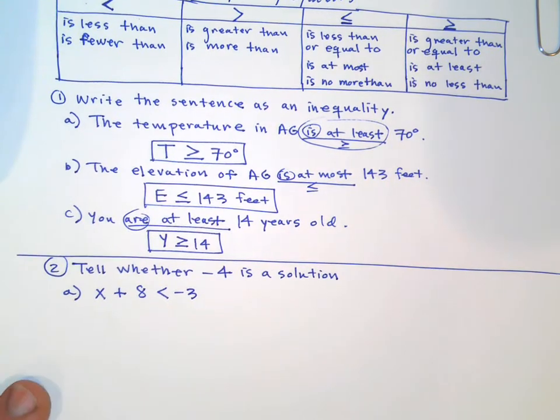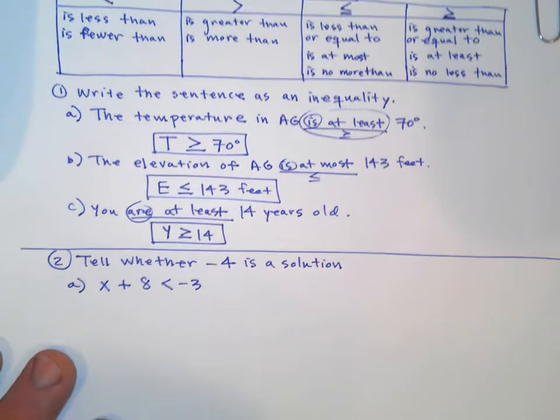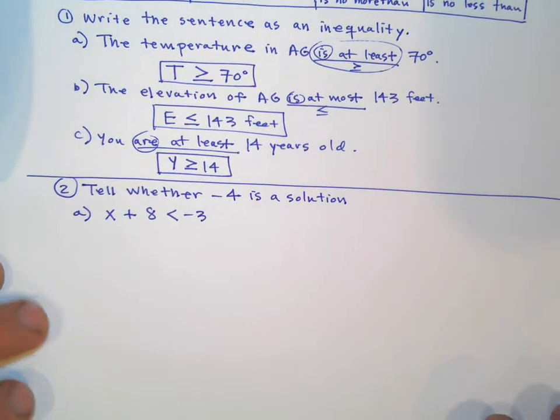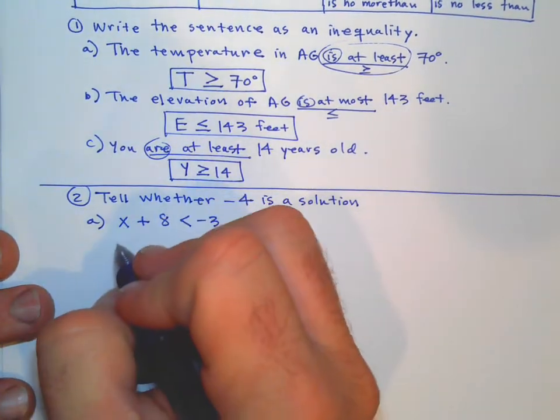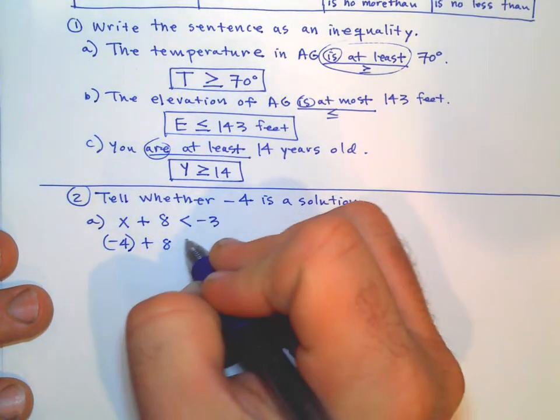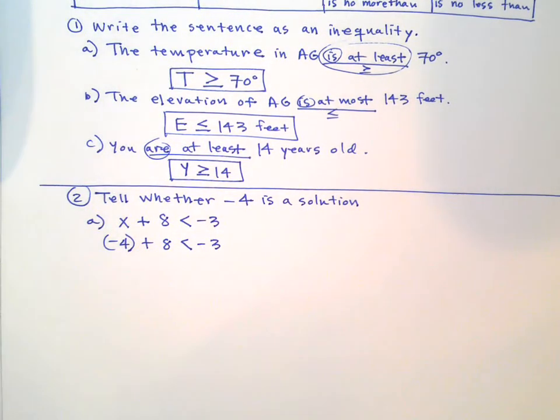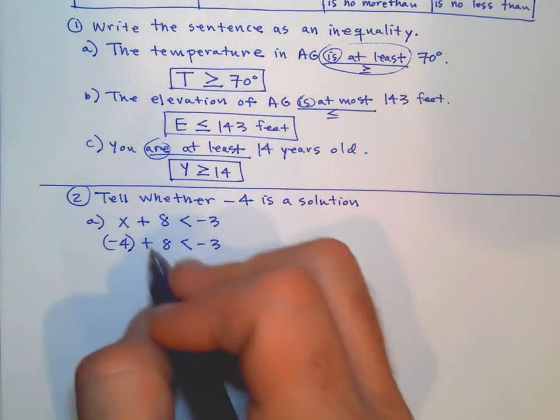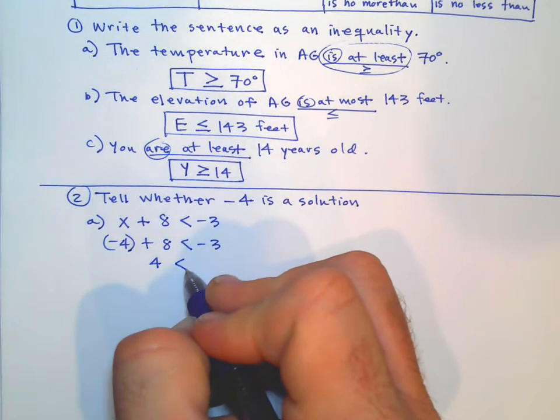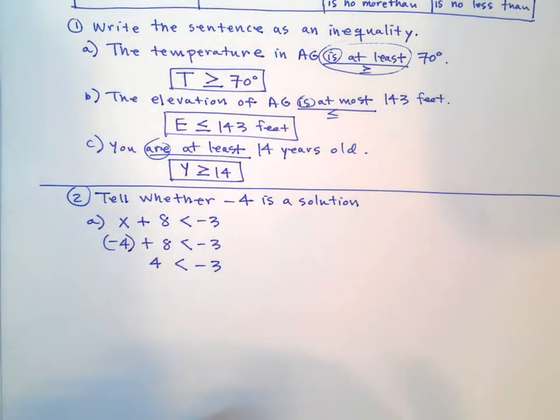So we were able to check answers in the last chapter also. And we're going to check it the same way. We're going to substitute the value in. So we're going to plug the value in. I always like to put it in parentheses the first time. So we just plug the number in for X, and then we simplify both sides if we need to. -4 plus 8 is +4. All right, keep going down.